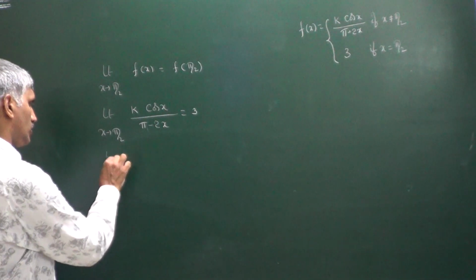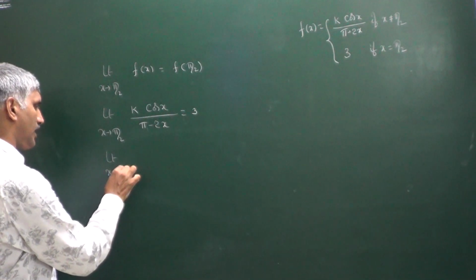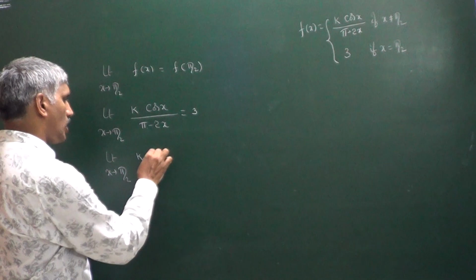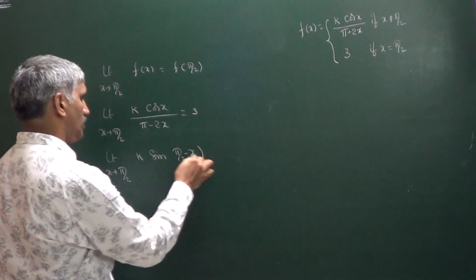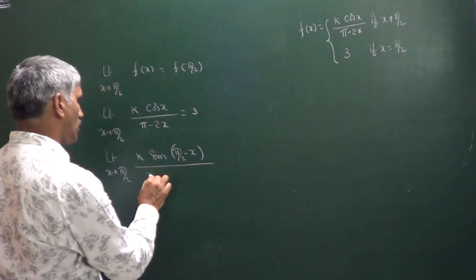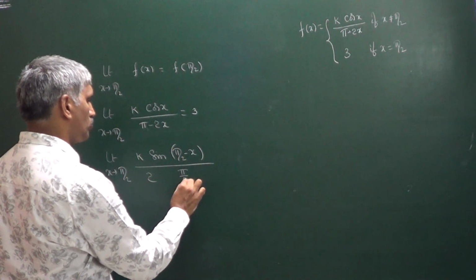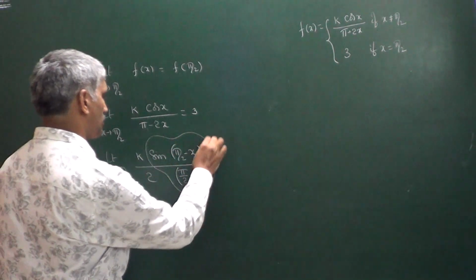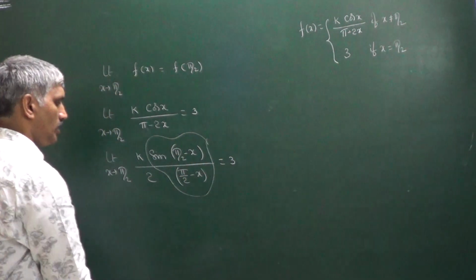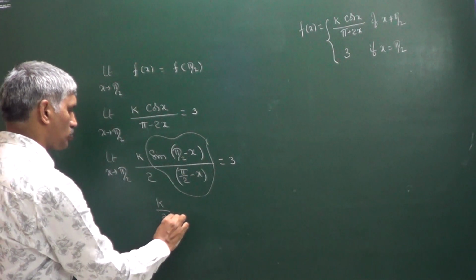Right. Now this equals the limit as x tends to pi by 2 of k cos x, which can be written as k sin(90 - x), divided by, if you take 2 common, 2(pi/2 - x). Now you can observe sin theta by theta gives 1. So k by 2 is equal to 3.